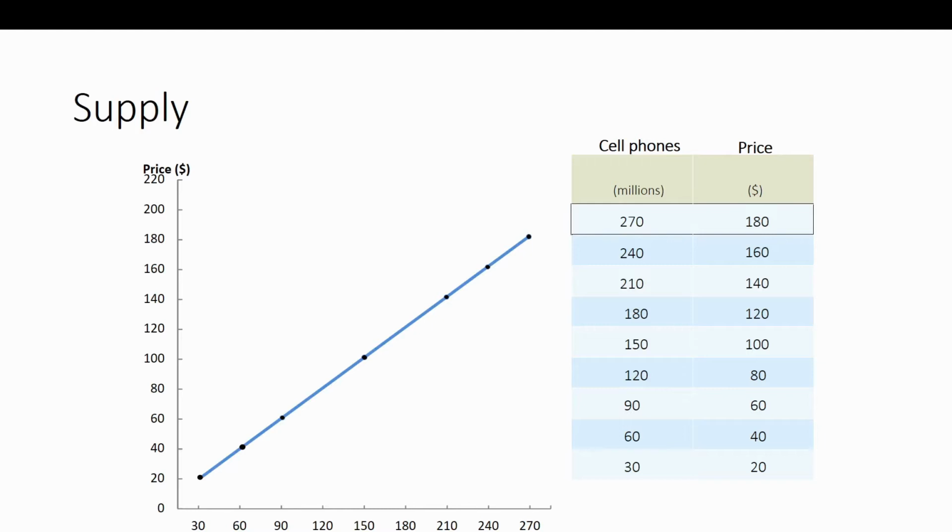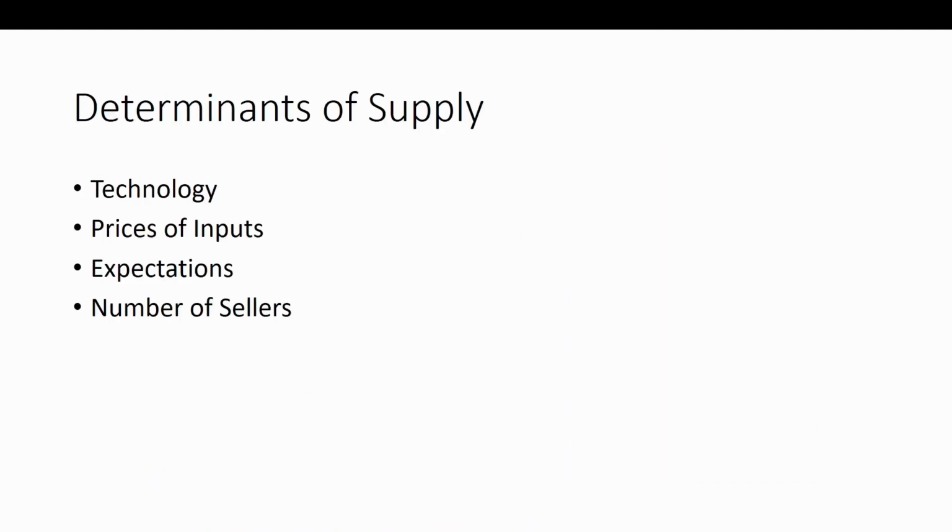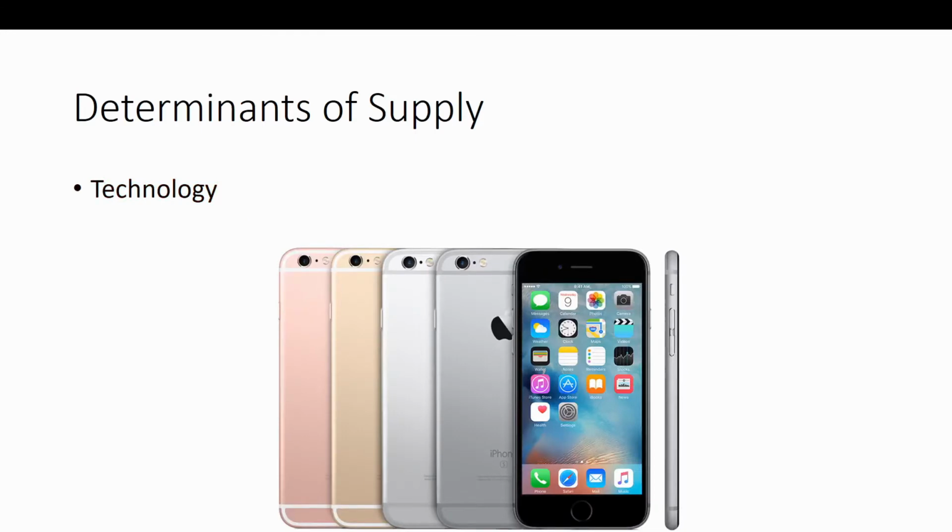And just like demand, we're also going to have determinants of supply. The determinants of supply are technology, prices of inputs, expectations, and number of sellers. So we'll start off with technology. Everybody nowadays has a smartphone, but it wasn't always the case.